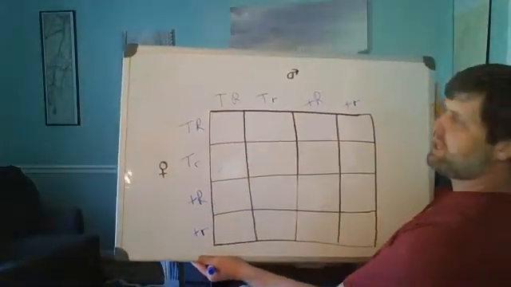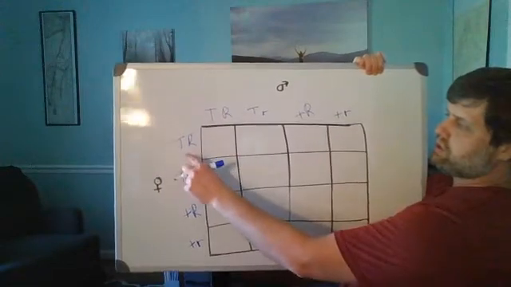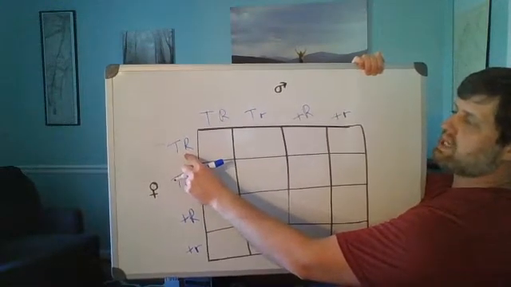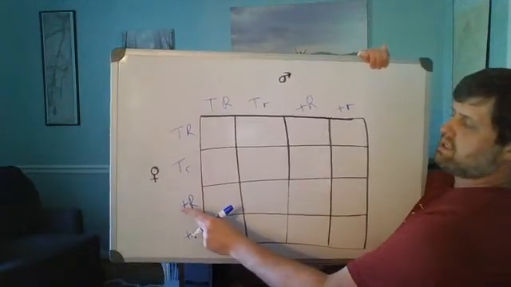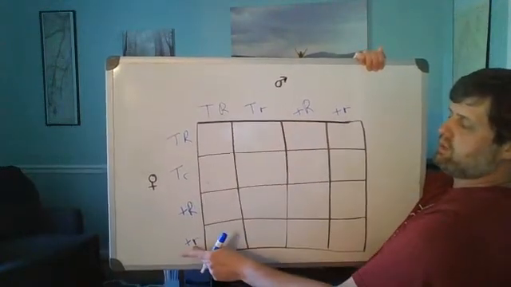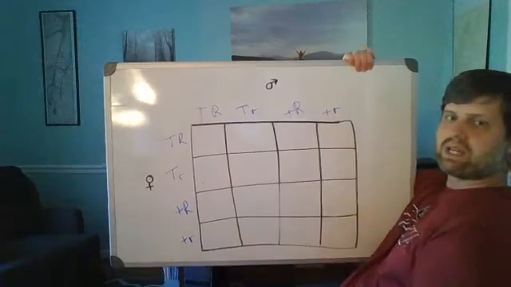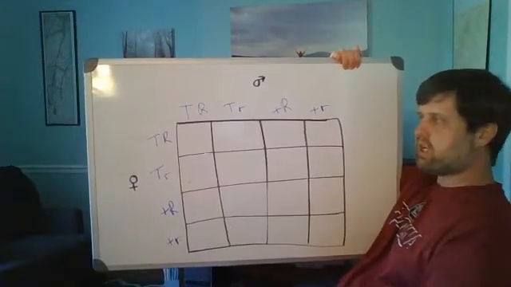I'm going to suppose that mom's genotype is exactly the same as dad's. So they're going to be identical. So mom will also give us capital T, capital R, capital T, lowercase r, lowercase t, capital R, and both lowercase, just like dad. Same thing, mirrored image.